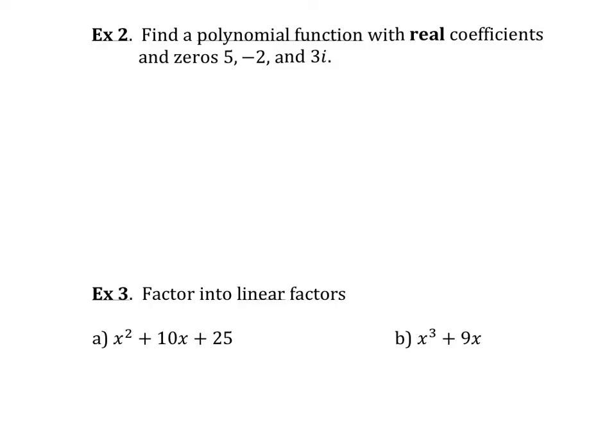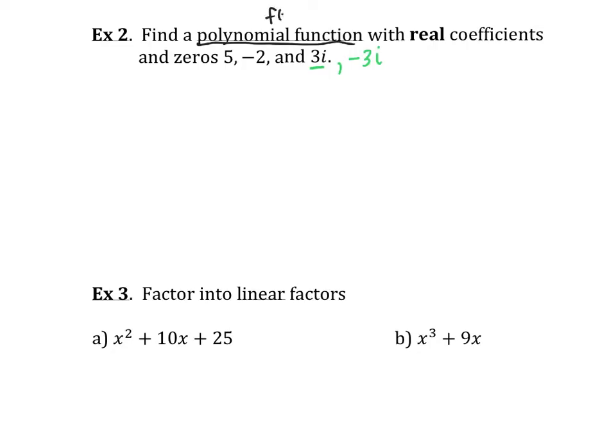Okay, because if positive 3i is one of our solutions, the complex conjugate, negative 3i, is also one of our solutions. And that's important because when I use that extra answer, it's going to make sure that all my coefficients end up being real. Okay, so I'm going to write a polynomial function. This is a polynomial function.